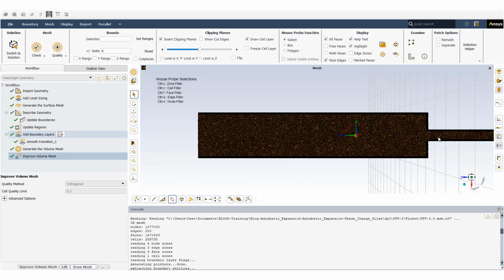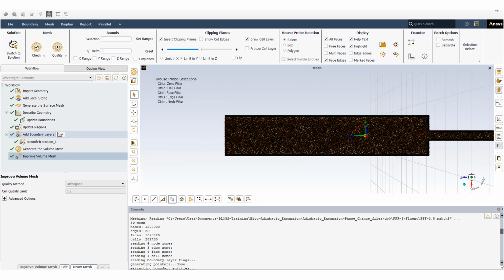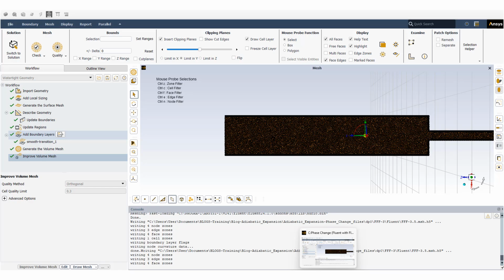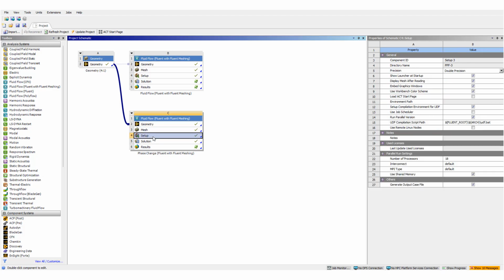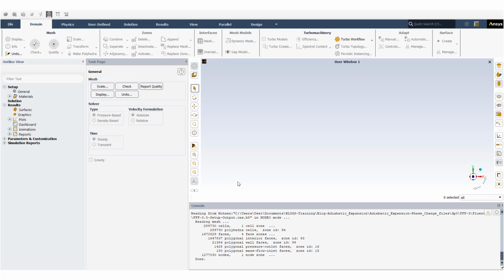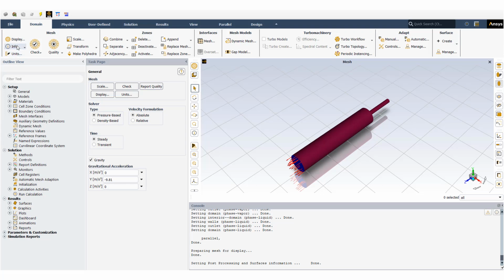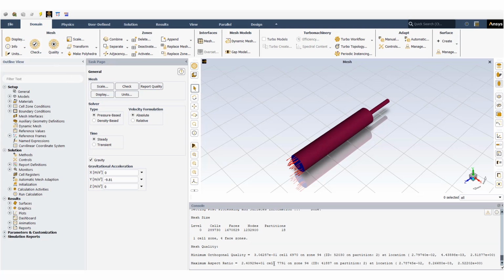Polyhedral cells. Let's move to Fluent. Open Setup for Fluent, reading the mesh. The size is almost 289,000 or 290,000 cells. If I check the mesh quality, as I said, it is 0.03 for the minimum orthogonality.